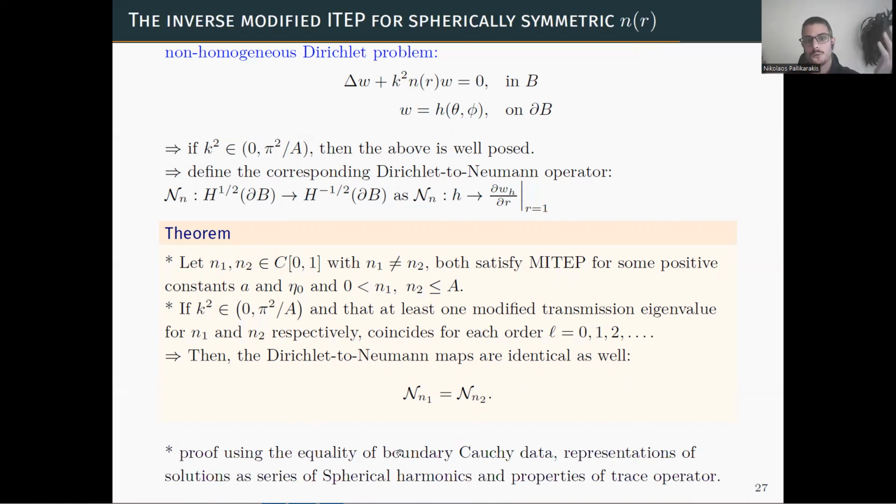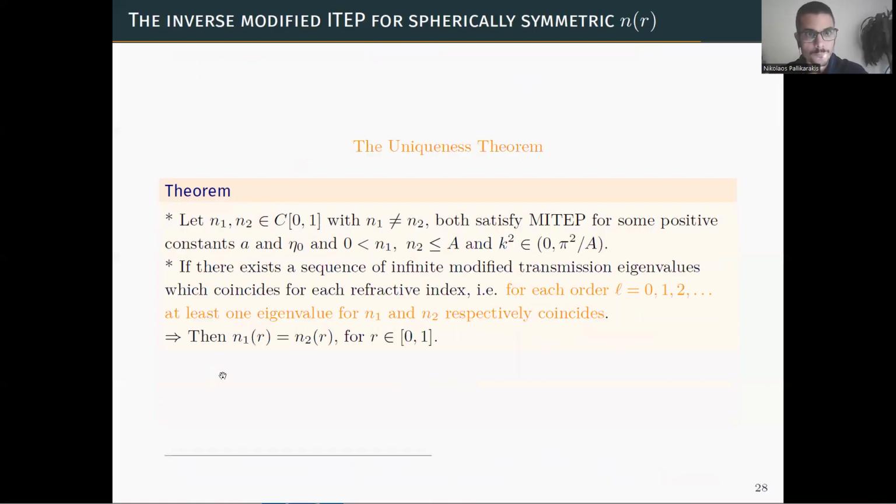The proof is based on the equality of boundary Cauchy data, because from these assumptions, the uniqueness theorem I showed previously for the Cauchy data holds. So we have equality of the boundary Cauchy data, and we can represent the solutions for each refractive index as a series, doing separation of variables because we are in a ball, and apply the properties of the trace operator and its derivative. And this will give us in the end the equality of the Dirichlet-Neumann maps. And using this, we conclude the desired uniqueness theorem, which follows.